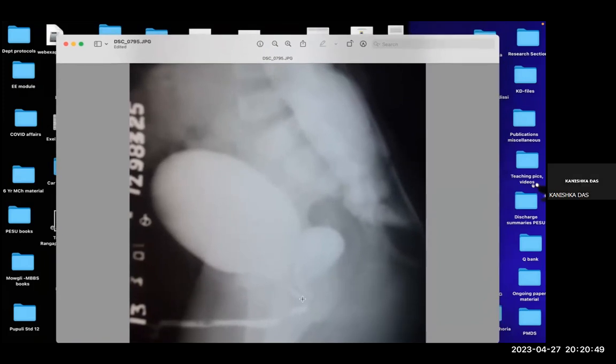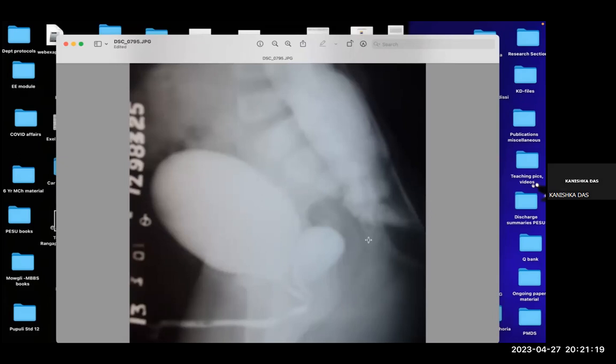When done from a retrograde study, is it so easy to opacify everything so well? The full bladder and everything? It's not easy. You have to overcome sphincters here, there, everywhere to do it. So yes, it's not easy to do in a retrograde study. Unless you have one catheter there or some strong reason, such a well delineated bladder you will not see in a retrograde study.